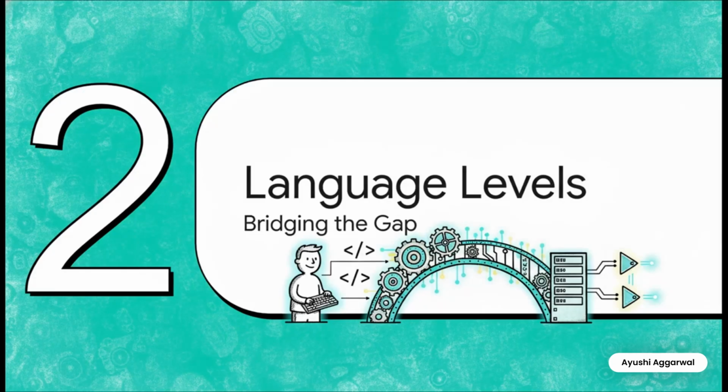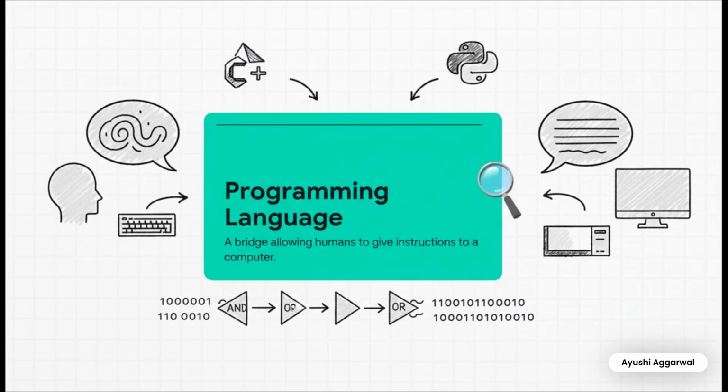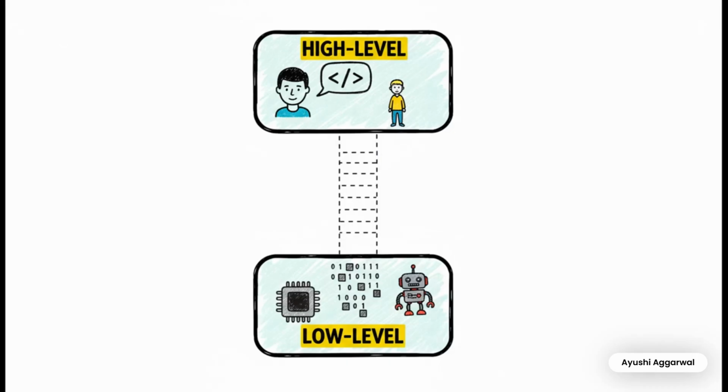So, to build a bridge across this huge communication gap, we invented something brilliant: programming languages. They act like these amazing translators that connect our human intentions to the machine's world of ones and zeros. So, in simple words, what is a programming language? Well, just think of it as a set of rules and instructions that tells a computer exactly what to do. Just like we use Hindi or English to talk to each other, we use languages like Python or C++ to talk to a computer. Now, these languages mainly fall into two categories: high level and low level.